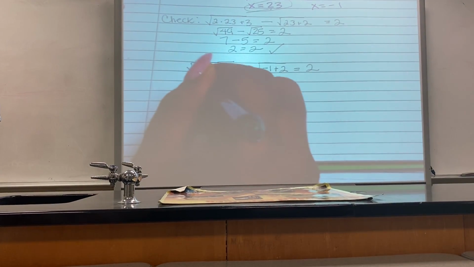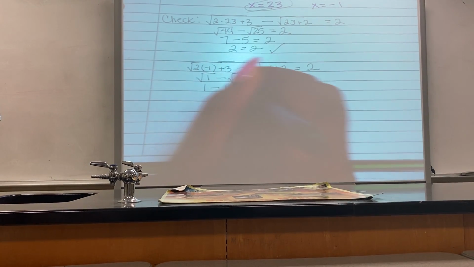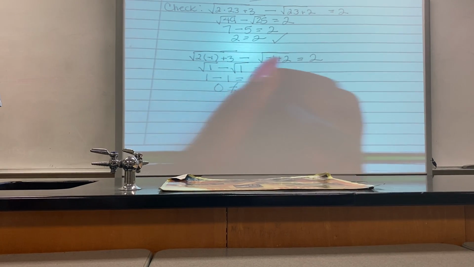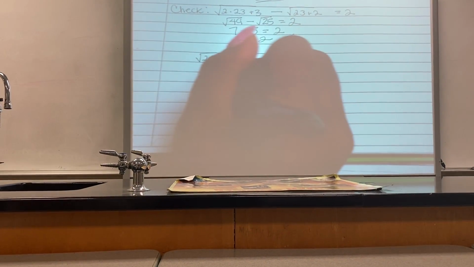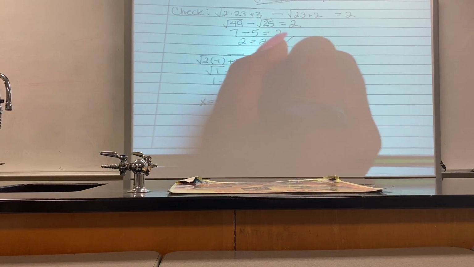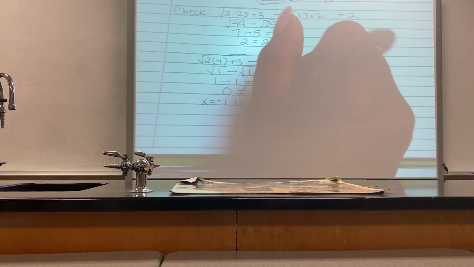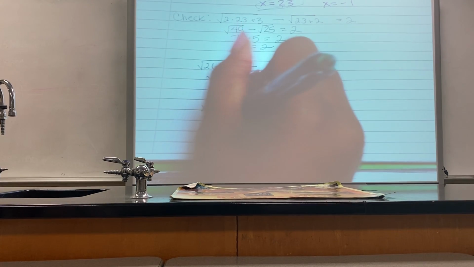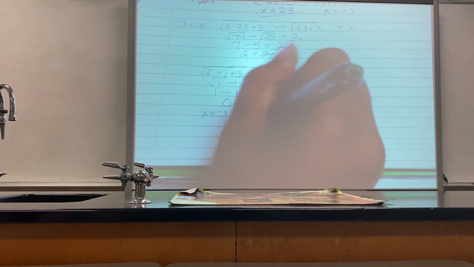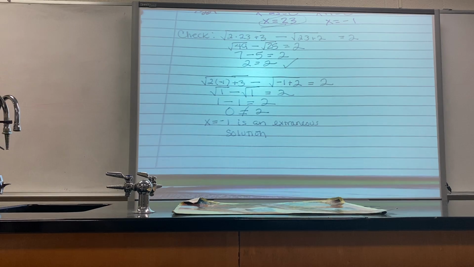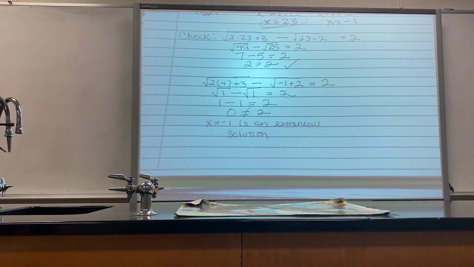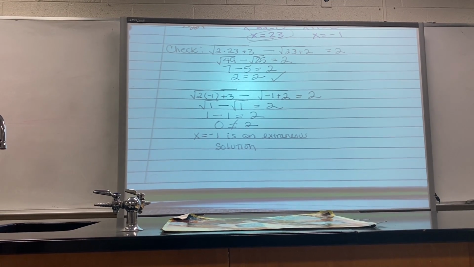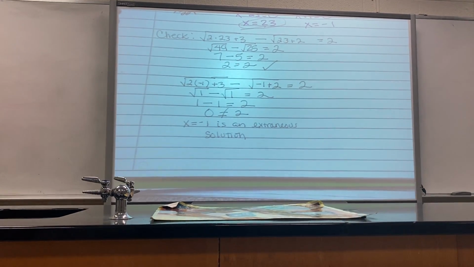Square root of 1 is 1, so I've got 1 minus 1 equals 2. 0 does not equal 2. So x equals negative 1 is an extraneous solution. So we did all of that and say x is equal to 23. Don't you love that? We need to write about that.